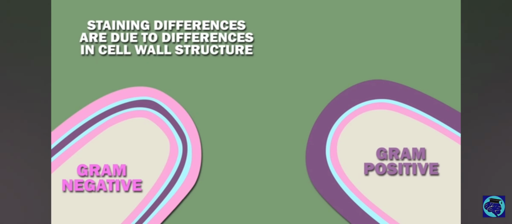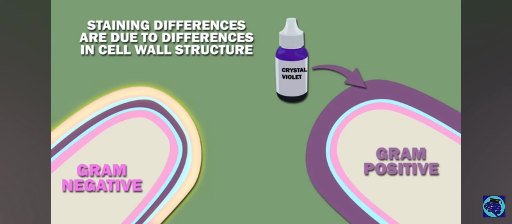The reason for these staining differences is due to differences in cell wall structure, which is the chief difference between gram-positive and gram-negative bacteria. The Gram stain detects peptidoglycan, and since gram-positive bacteria have a thick, multi-layered peptidoglycan layer, they retain the crystal violet dye. Gram-negative bacteria do not retain the dye for two reasons. They have an outer membrane getting in the way of the crystal violet, and they lack peptidoglycan to retain the stain.